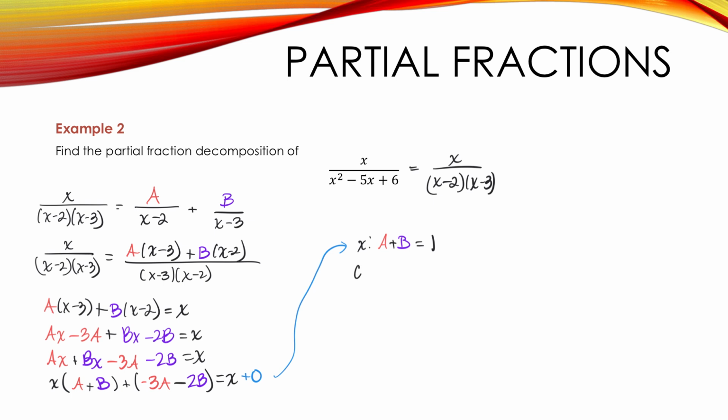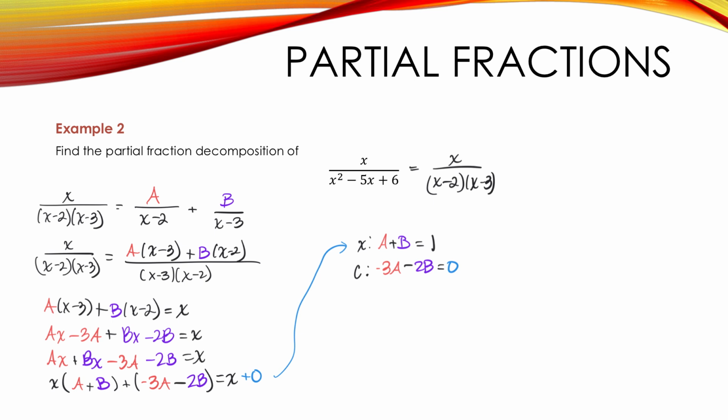And then if we talk about our constants, now things look a little different. We have negative 3a minus 2b. And that one doesn't have something to equal on the right-hand side, so we're going to set it equal to 0. And this is where our study of linear systems comes in very handy, because now we can use elimination to help us figure out where to go from here.